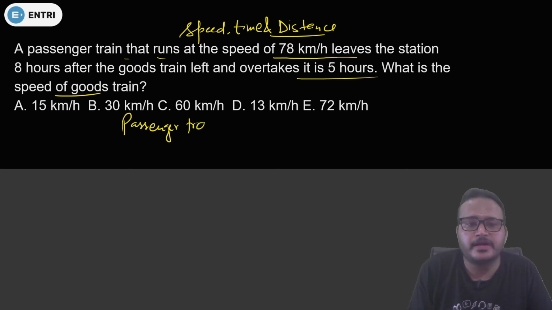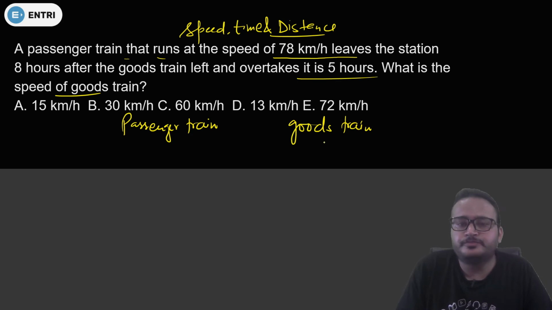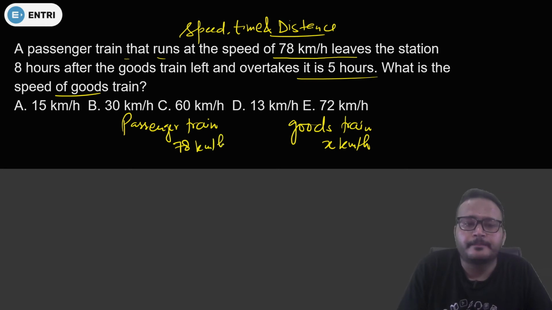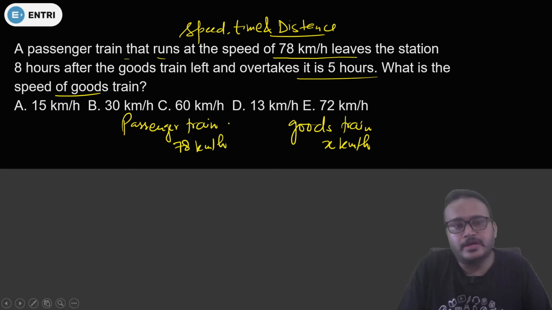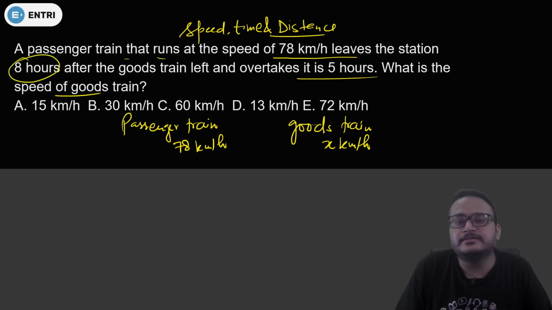Okay, passenger train, and another one is what? Goods train. Okay, goods train. We don't have the goods train speed, so say it is x kilometer per hour, and the passenger train's speed is given as 78 kilometer per hour. So guys, the passenger train leaves 8 hours after the goods train. That means in 8 hours, how much distance will the goods train cover?